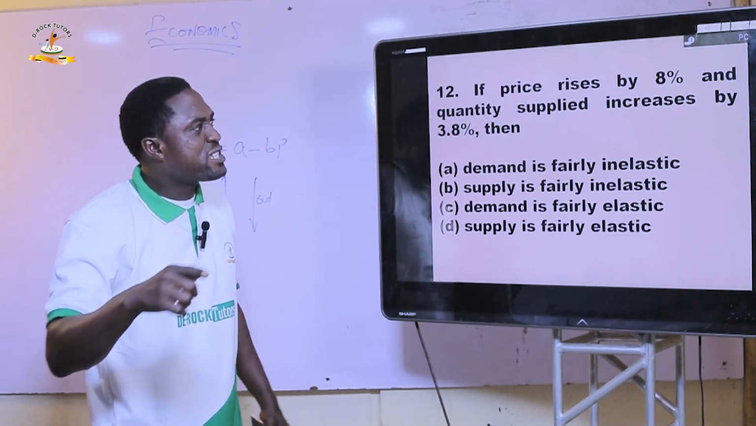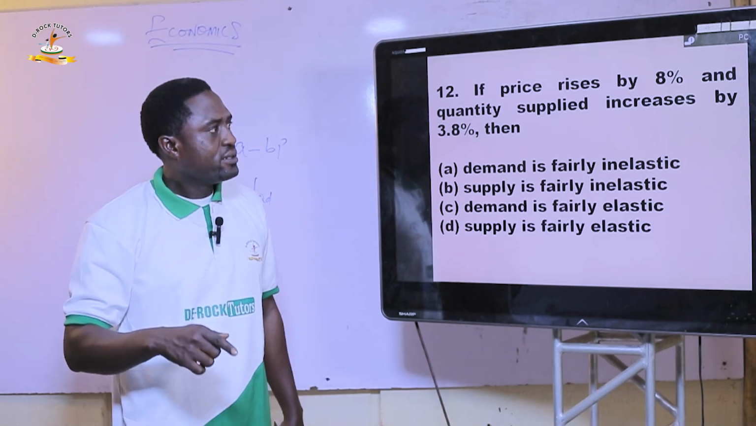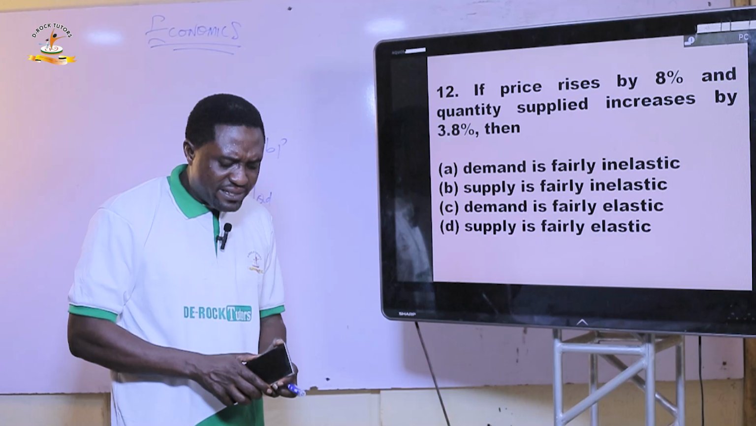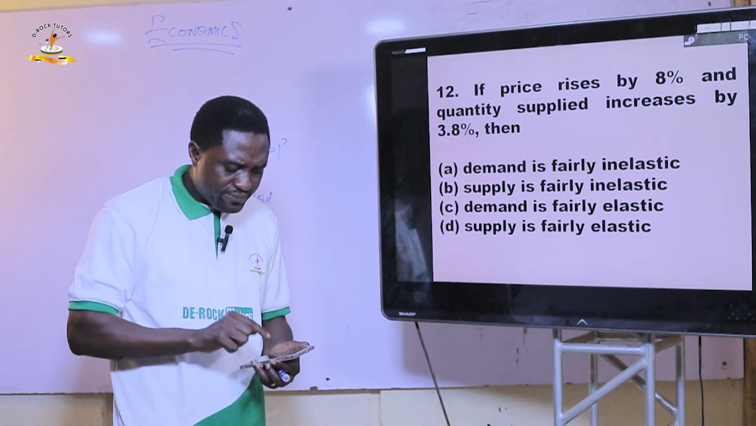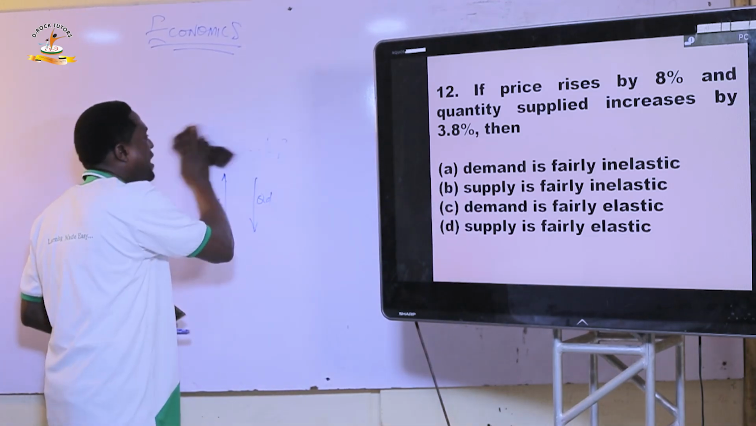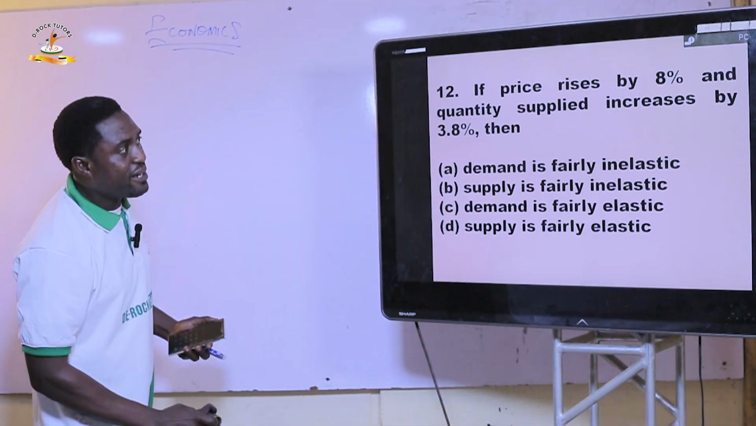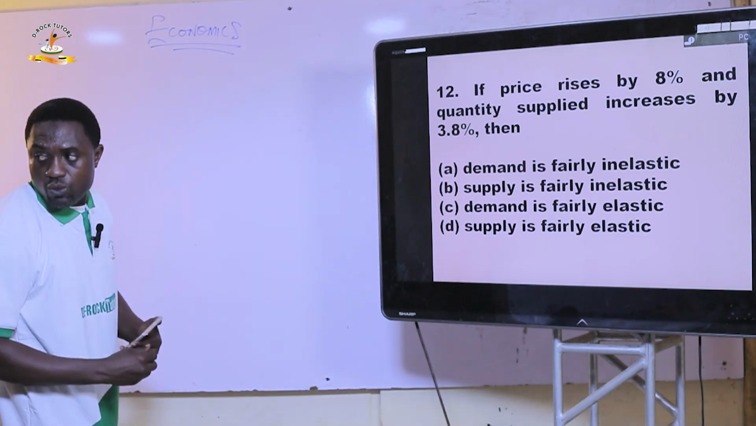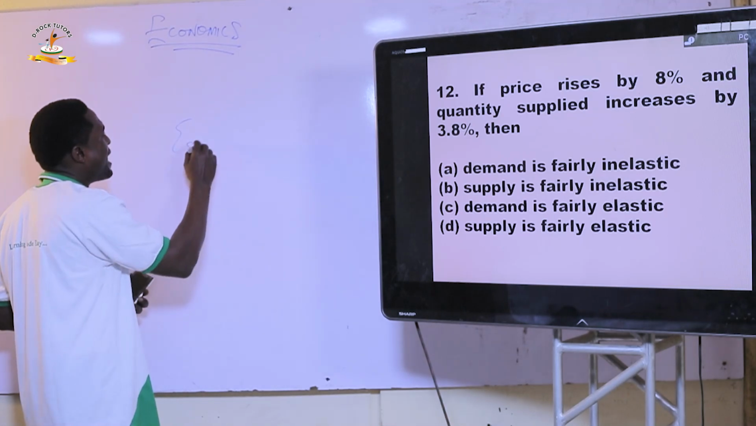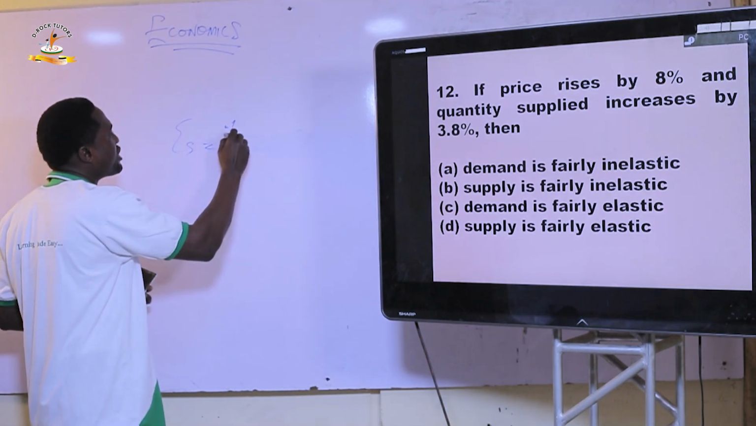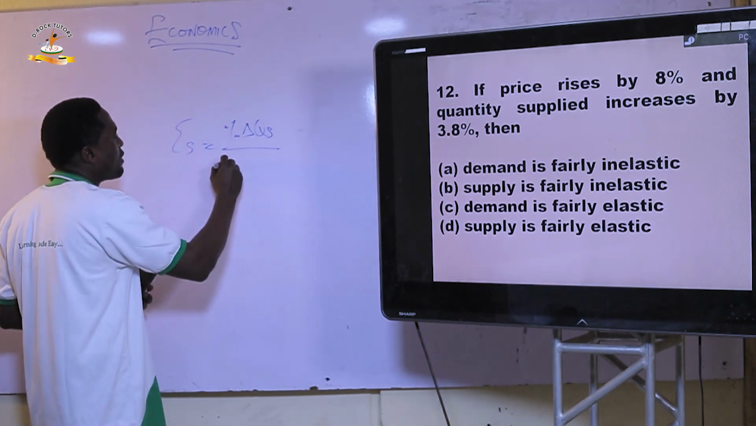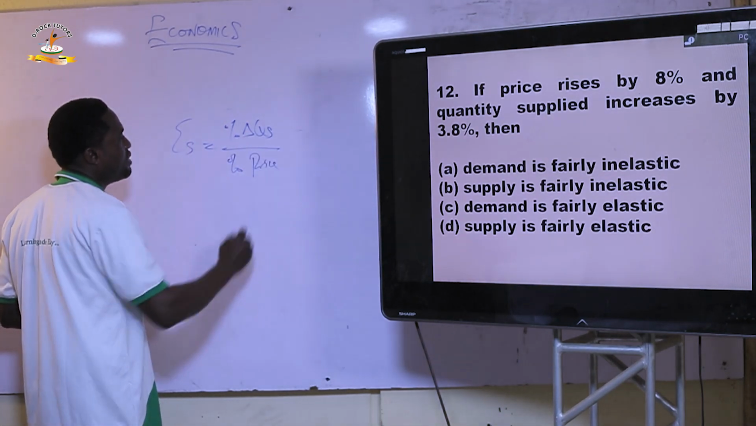12. If price rises by 8% and quantity supply increases by 3.8%, then what happens? You can easily get this by calculating. You can get this by simple calculation of elasticity of what? Are we talking about supply? Elasticity of supply. Now, when we look at elasticity of supply, elasticity of supply equals to what? Equals to percentage change in quantity supply over percentage change in price.